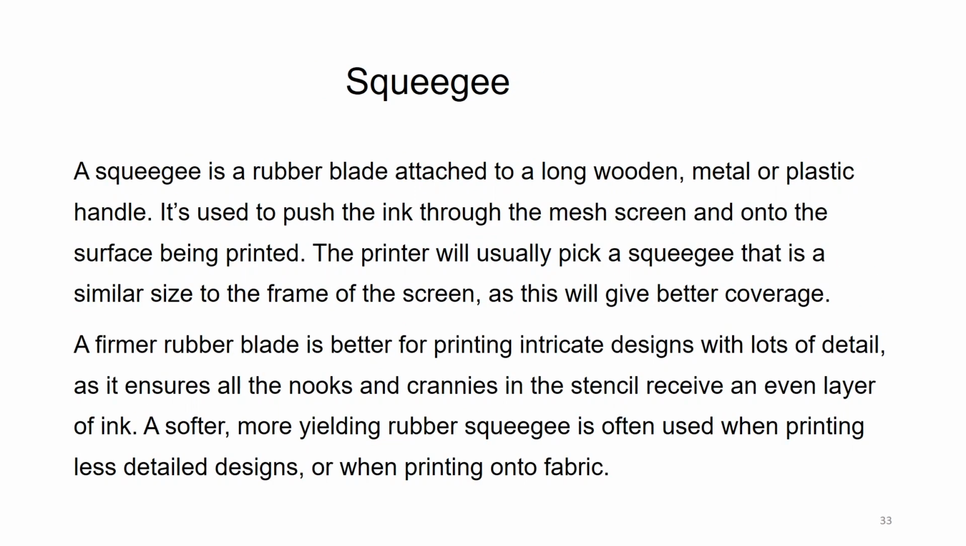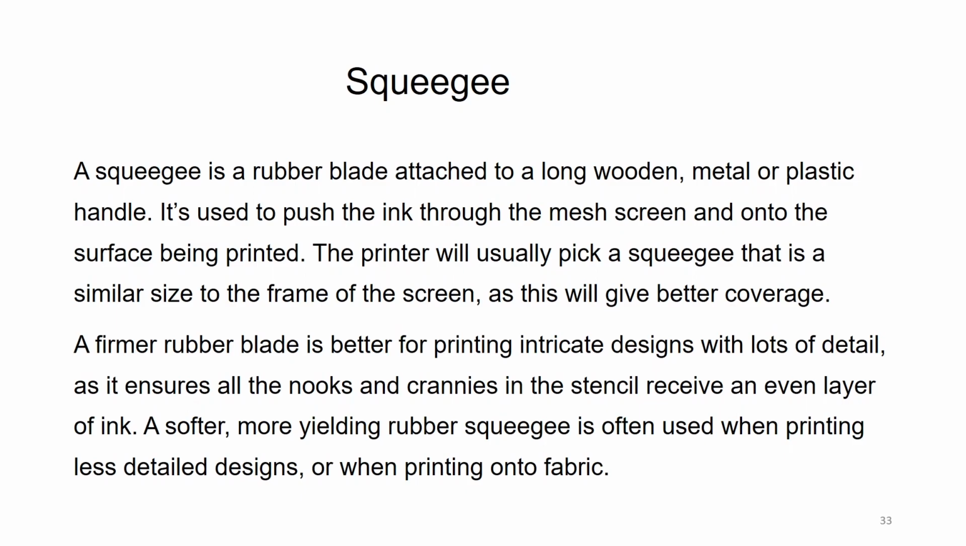Squeegee. A squeegee is a rubber blade attached to a long wooden, metallic or plastic handle. It is used to push the ink through the mesh screen and onto the surface being printed. And I showed you a picture in the past. The printer will usually pick a squeegee that is similar in size to the frame of the screen. It has to fit within the screen, as this will give better coverage.